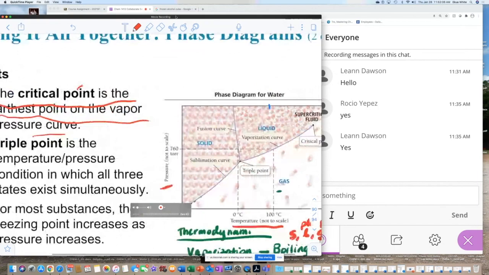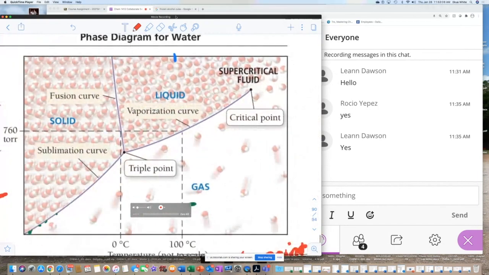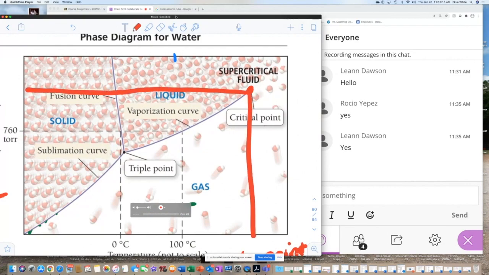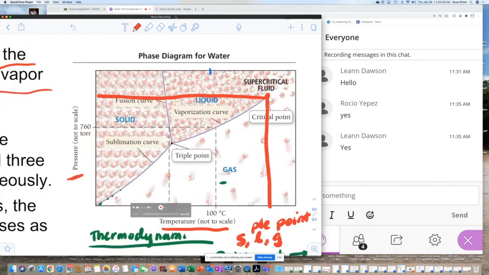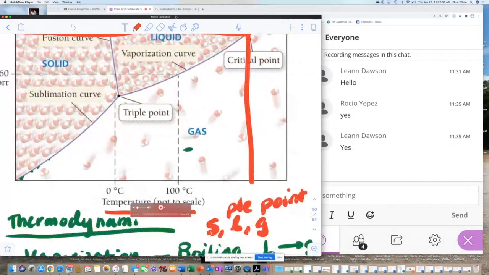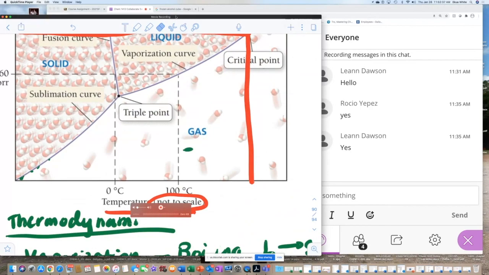In the critical point, right here, the critical point is a pressure-temperature combination for water where somehow there is no barrier between the phases. What this means is if you can get your water to a temperature above, I don't know what this temperature is because they told you right here it is not to scale, right? So you can't just estimate its actual value because it's not to scale.